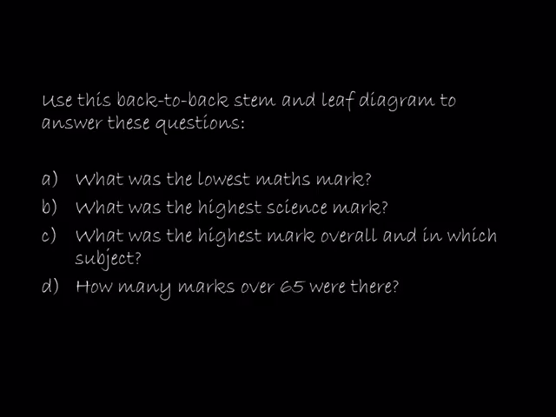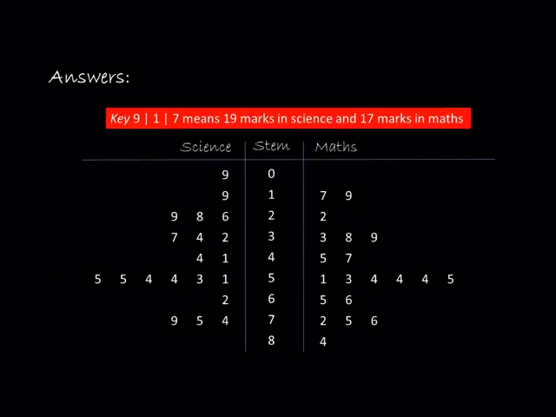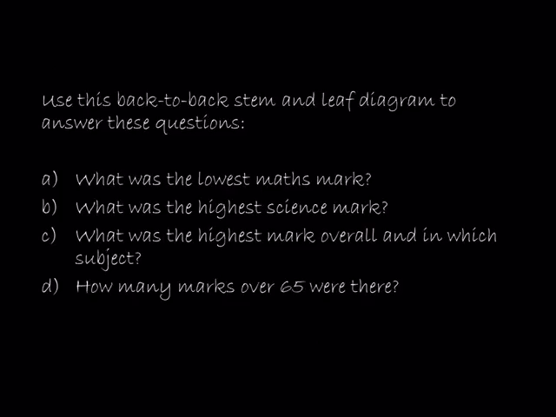So if we look at our back-to-back stem and leaf diagram, what was the lowest maths mark? Well, we're looking at the maths data, so that's the data on the right. And the lowest one will be the first number in our list. But that's not 7, is it? It also has a stem, so that means that our lowest maths mark is in fact 17. So let's record that answer there.